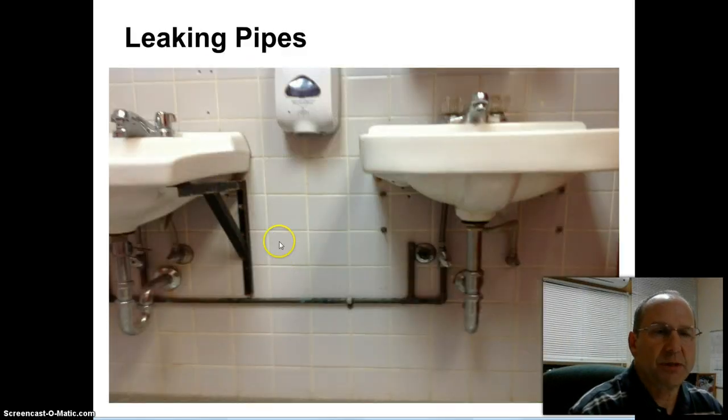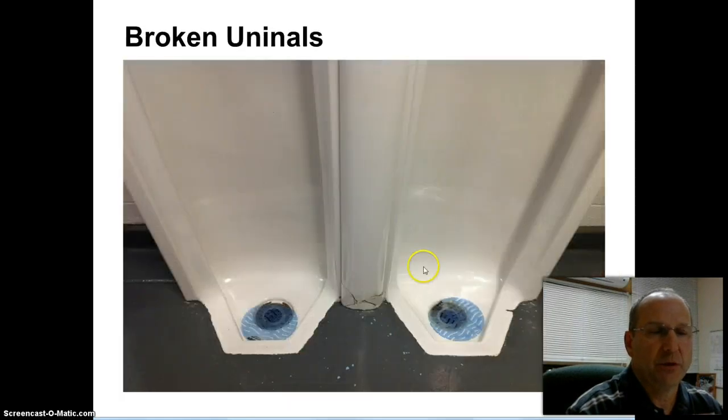Other problems are restrooms and locker rooms. This is a high school restroom. You can see the pipes leak. You can't see it in this picture, but this sink is broken. It's not on the list of things that's going to be fixed.